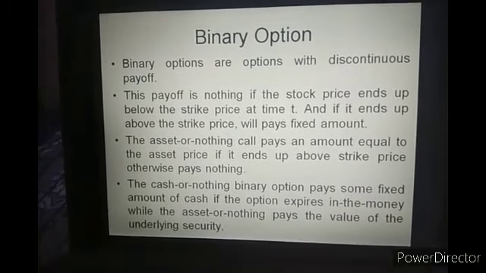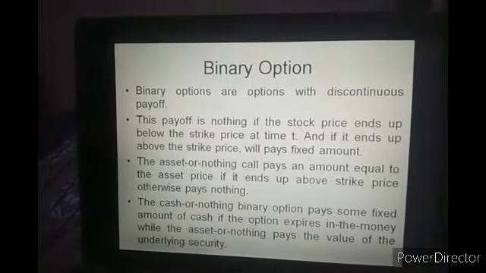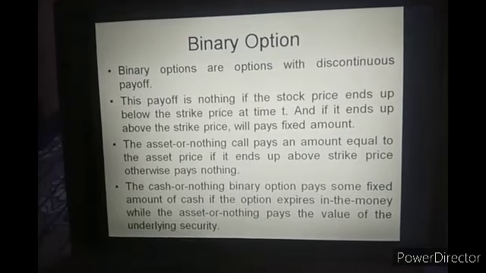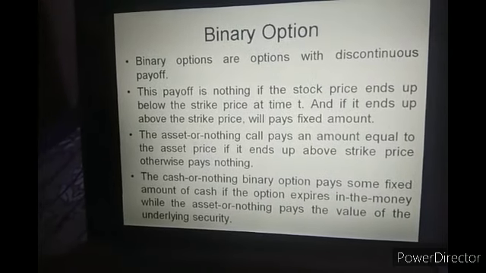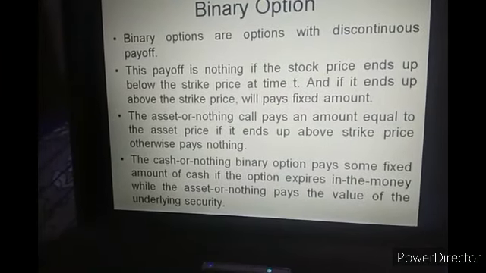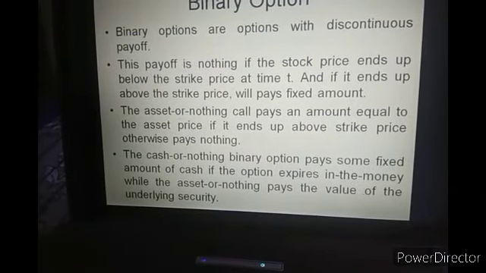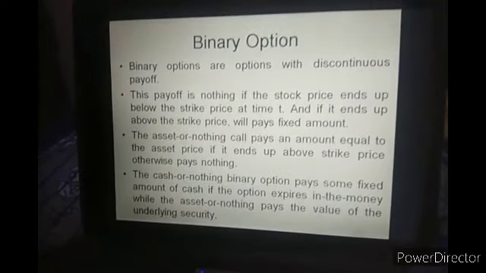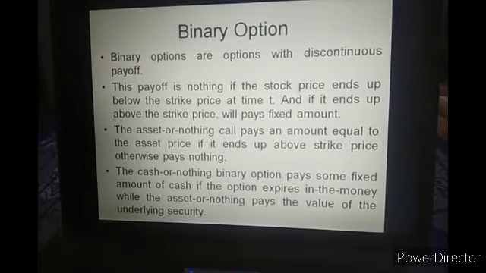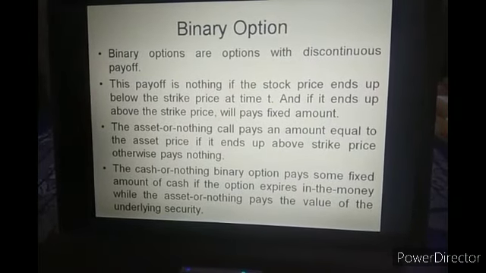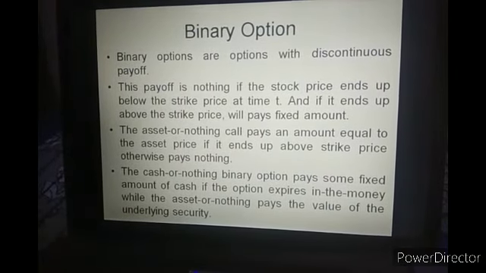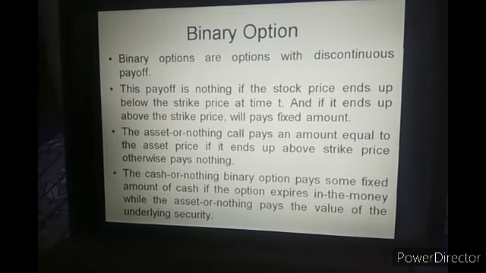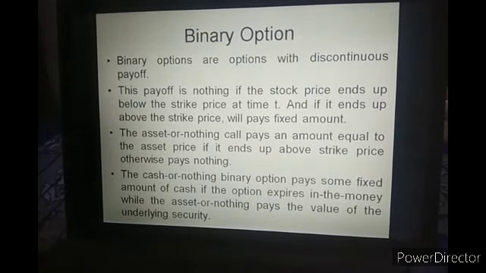Binary option. So here the option with a discontinuous payoff is nothing but: if the stock price ends up below the strike price at a time, you get nothing, and if it ends up above the strike price, it will pay a fixed amount. So now see that it is a kind of betting you are doing. Okay, so there are 2 types of binary option, that is asset or nothing and cash or nothing. So asset or nothing means suppose your underlying asset's price goes above the strike price, okay, then you will get something, otherwise you will not. Okay, so an amount equal to the asset price.